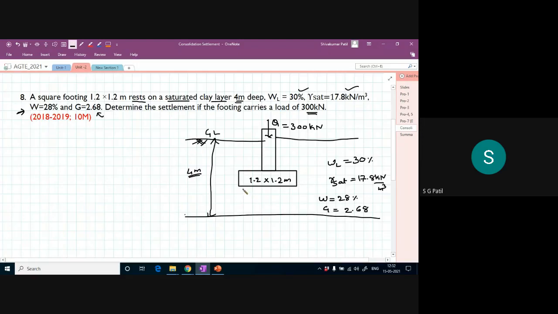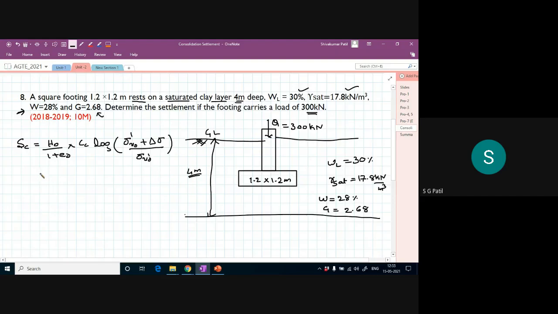Okay. So what is the formula? Tell me. Consolidation settlement, SC, is equal to H naught divided by 1 plus e naught, into CC, into log of sigma V naught dash plus delta sigma, divided by sigma V naught dash.